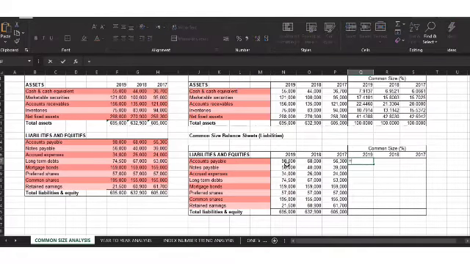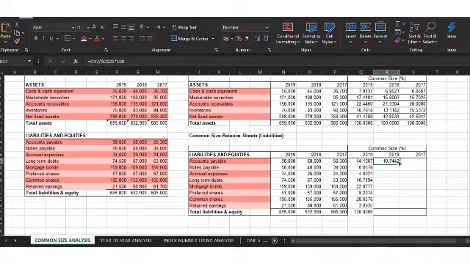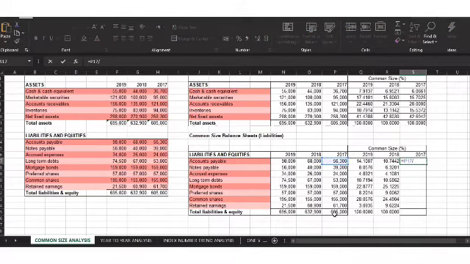For 2019 it is also the same as before, so accounts payable divided by total liabilities and equity for 2019. Press the F4 key, and then multiply by 100. So you will get, here is the answer. Amounts for accounts payable for 2017, divided by total liabilities and equity for 2017. Press the F4 key, multiply by 100.